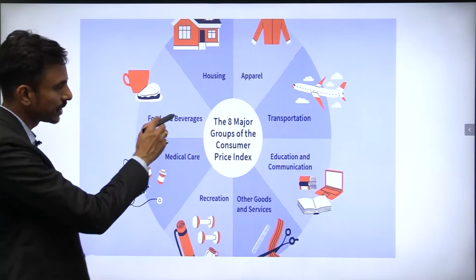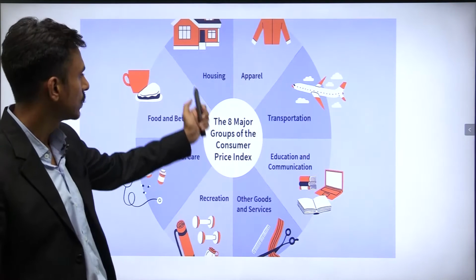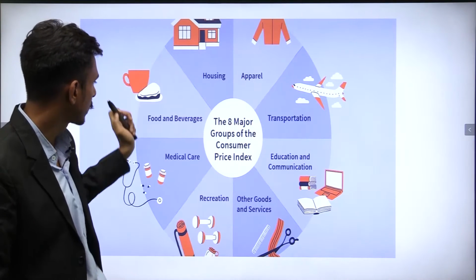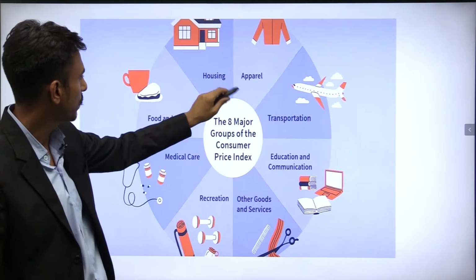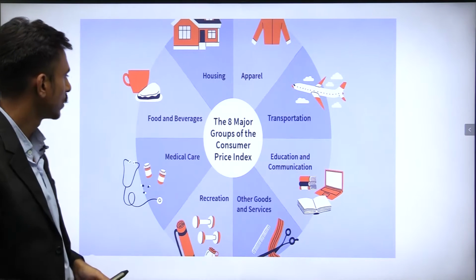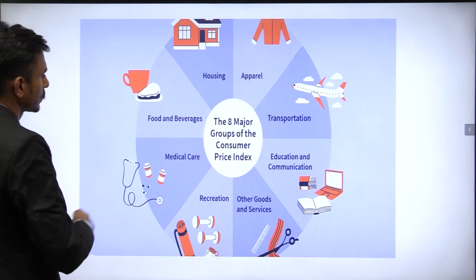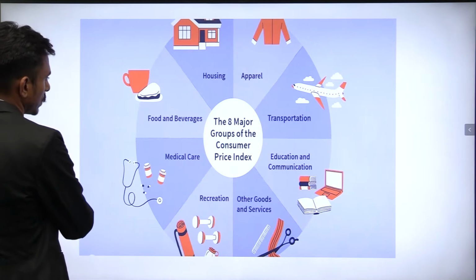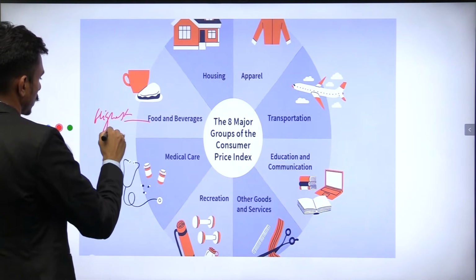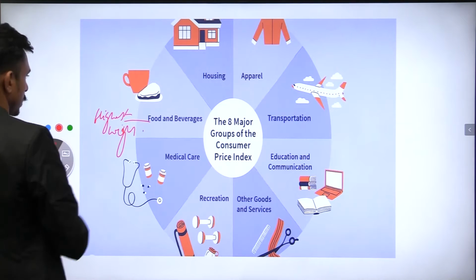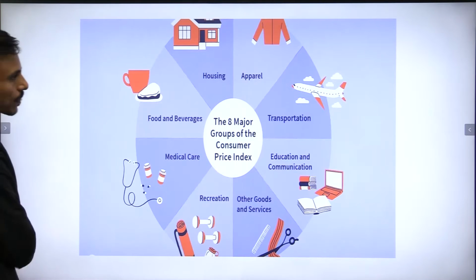So these are the 8 major groups of the Consumer Price Index, guys. As you can see, transportation is a service, then medical care, recreation, education and communication, apparel, housing, and so forth, right? And food and beverages has the highest weight, right? Highest weight. I hope it is clear.